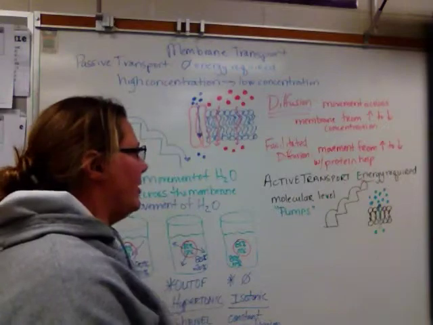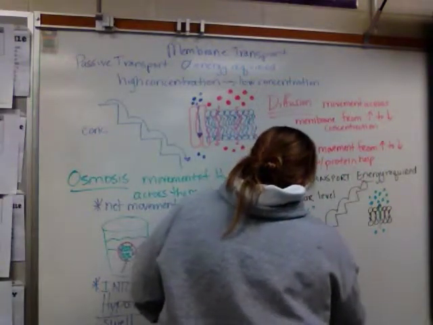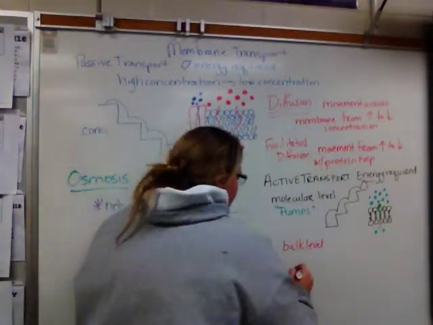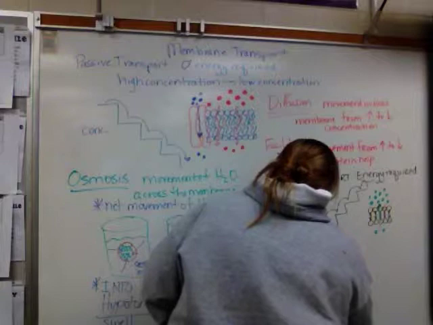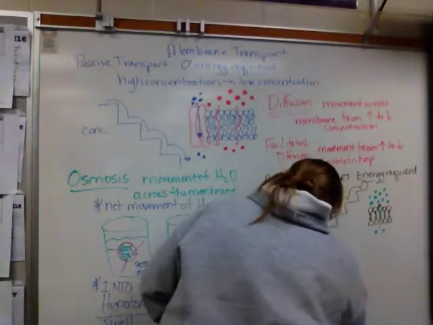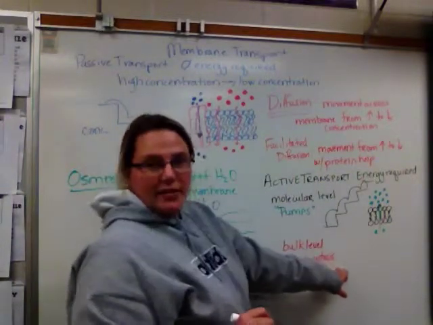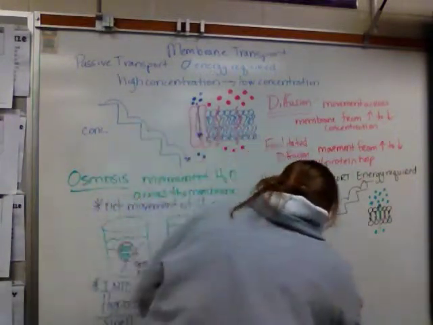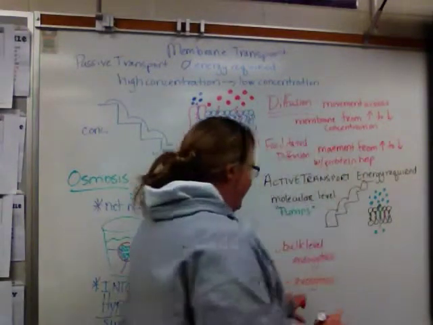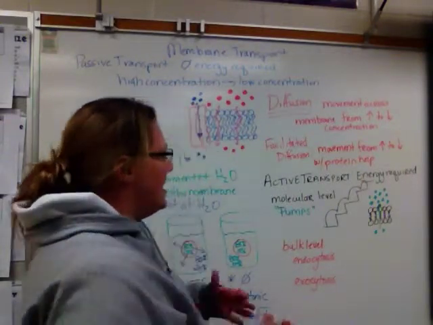There's also a bulk level transportation that requires energy. Okay, so we're going to call that bulk transportation. And these two processes are endo and exocytosis. If you break that word down, it literally means process or in cell process of, so the process of going into the cell. And then exocytosis means out of cell process of, so movement of things into and outside of the cell.